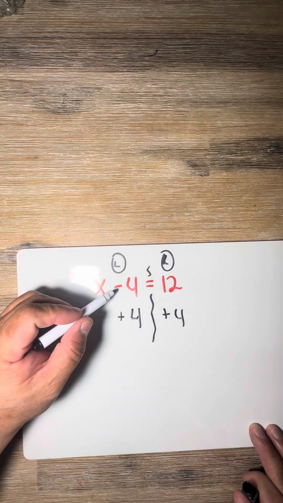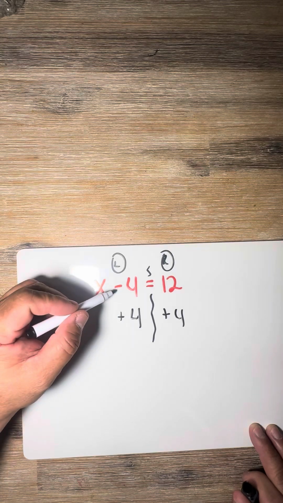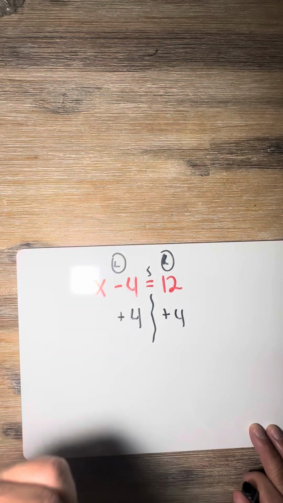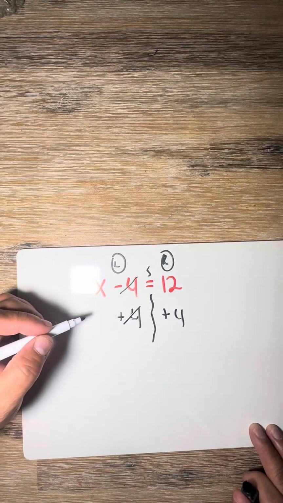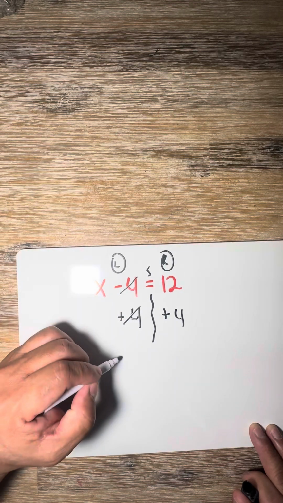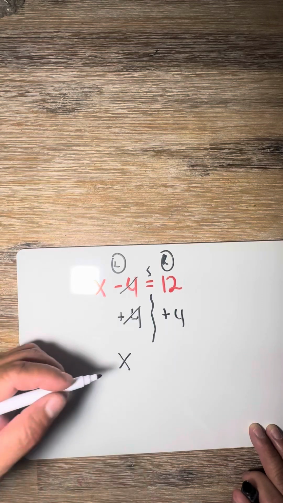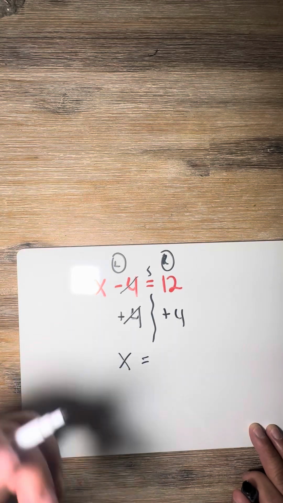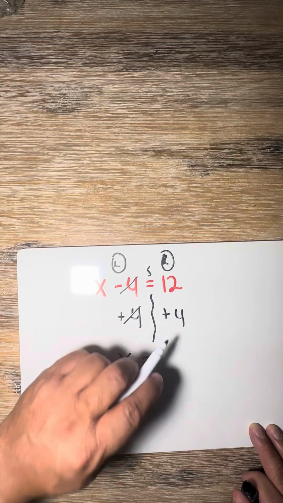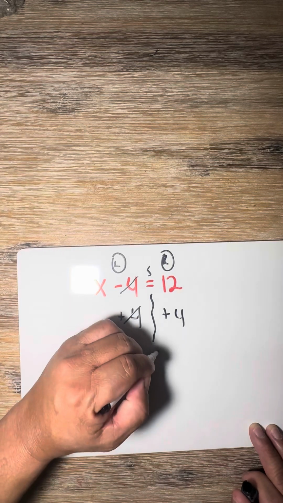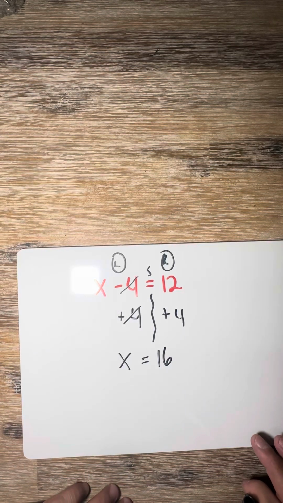So minus 4 plus 4, okay? Again, negative 4, positive 4 equals 0. So therefore, that's gone, okay? And we simply bring down what's left on the left side, and that's x. And then we're going to compute what's on the right side, okay? 12 plus 4, if you did the math, then you would have gotten 16. Okay, so x equals 16.